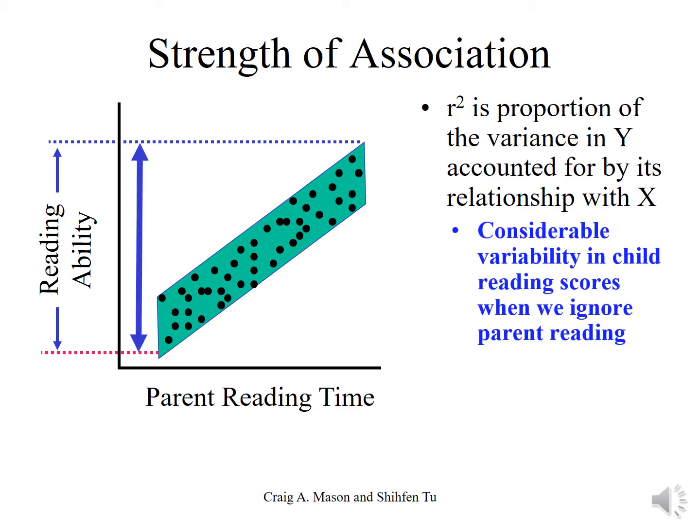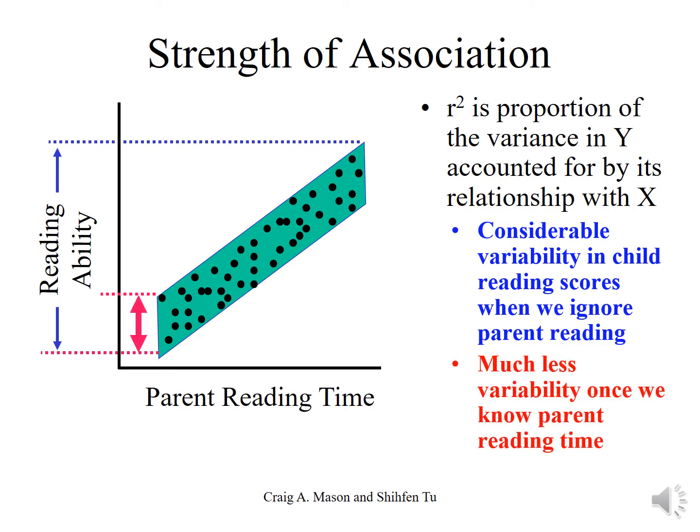In essence, there was a great deal of variability in child reading scores when we ignored or didn't know about parent reading. However, once we know how much the parent reads to the child, the variability is much less. In other words, researchers can account for a lot of that initial huge variability in child reading by knowing about parent reading. Again, if you're trying to guess a child's reading score and you know how much the parent reads to the child, you don't have to guess wildly across the entire range. You can now guess much more precisely within the narrow range of scores for that level of parent reading.